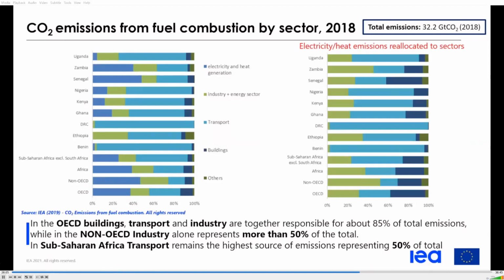Disaggregated data allows allocating the emissions associated with power generation to the end sectors and provides a more complete understanding of real drivers of CO2 emissions. The graph on the right represents the sectoral emissions after reallocation of power generation emissions to the end sectors. As you can see, in the OECD countries, buildings, transport, and industry are together responsible for about 85% of total emissions, while among the non-OECD, industry alone represents more than 50% of the total share. In sub-Saharan Africa, however, transport remains the highest source of emissions, representing 50% of the total.